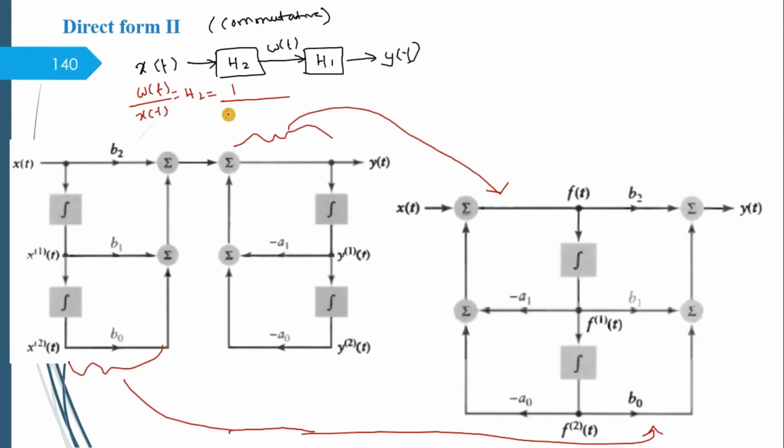So here I can write it as b naught integration 2 times plus b1 integration 1 time plus b naught, and just cross multiply with w of t. x of t comes over here, just check it out. So it will result in the same answer. Either of the ways you can prefer. Okay, so this is the simplest way of solving direct form 1 and direct form 2 of both continuous as well as discrete time system.